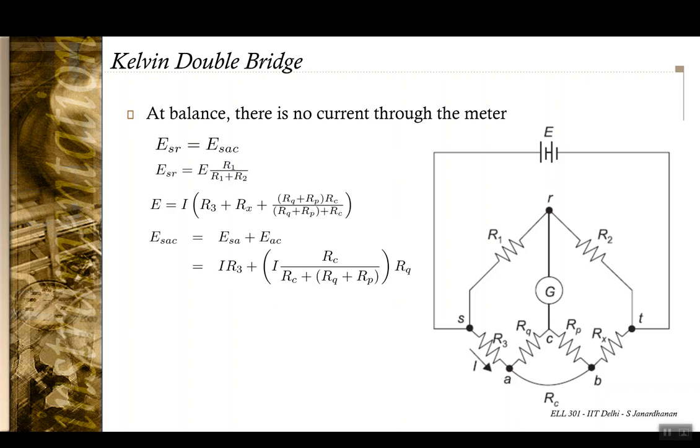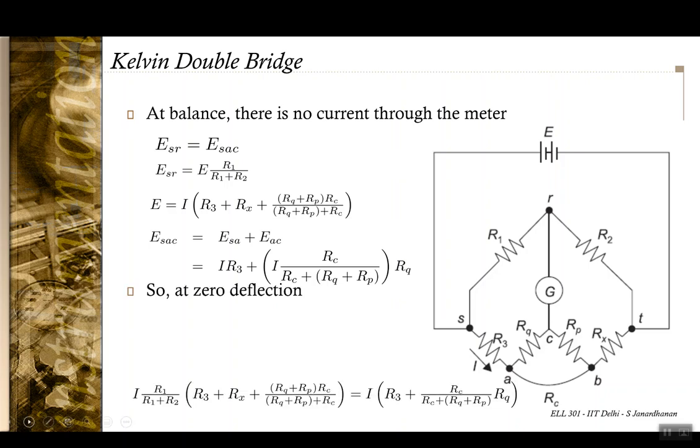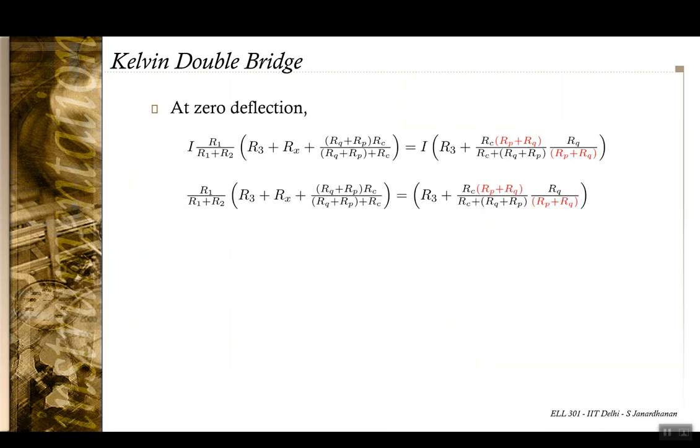Okay, and from which we can say at zero deflection, since ESR should be equal to ESAC, by substituting the value of E from this equation into the equation of ESR, then you can write this equation, cancel out I and simplify the equation further, okay, collect the terms of Rx to one side, to get this expression.